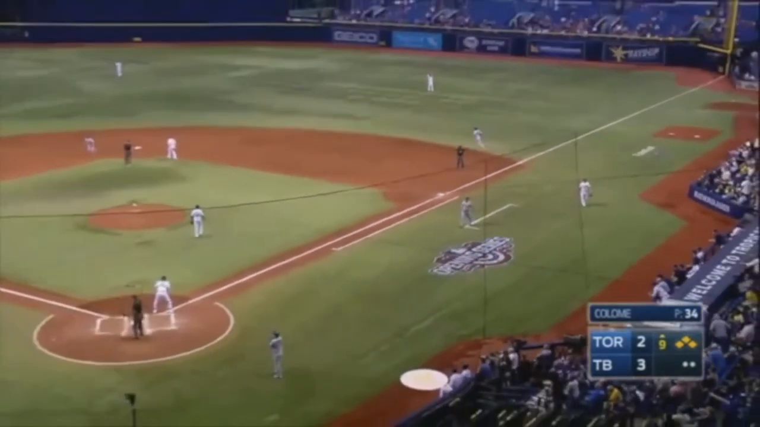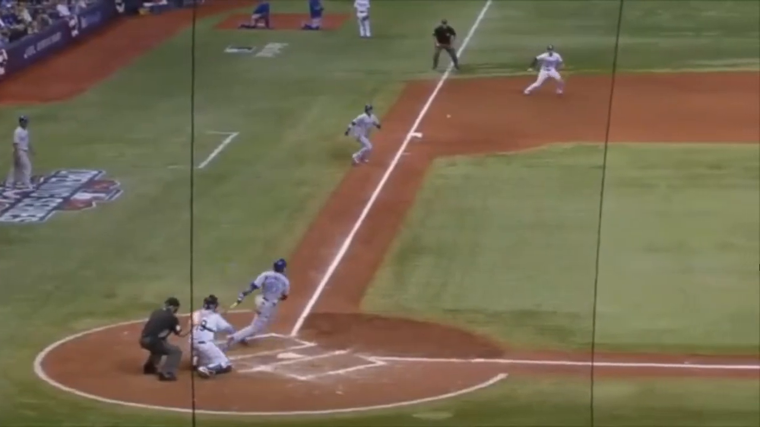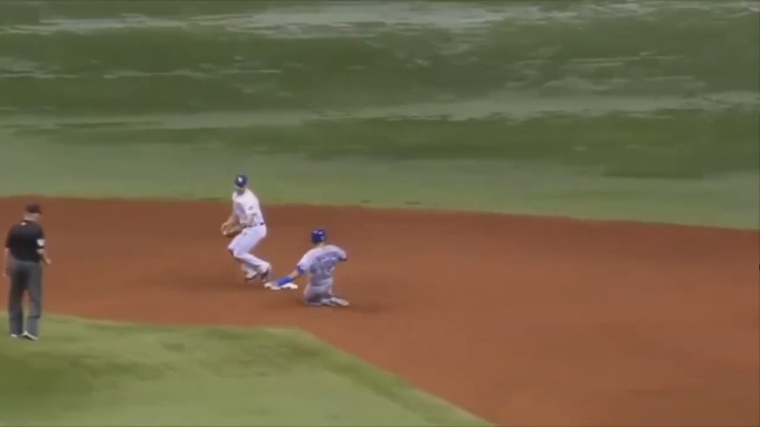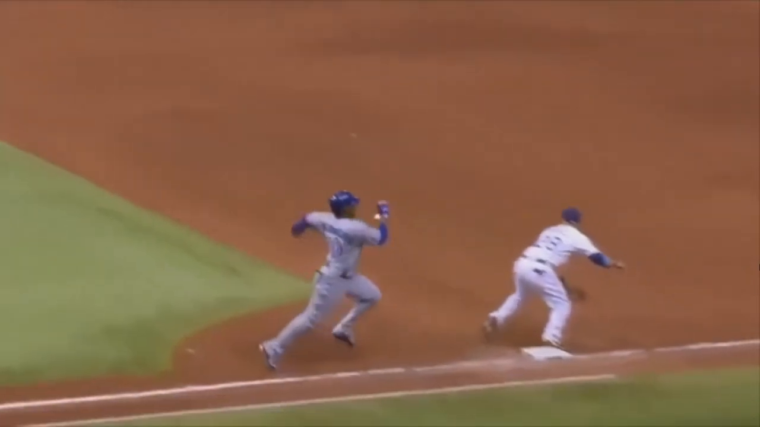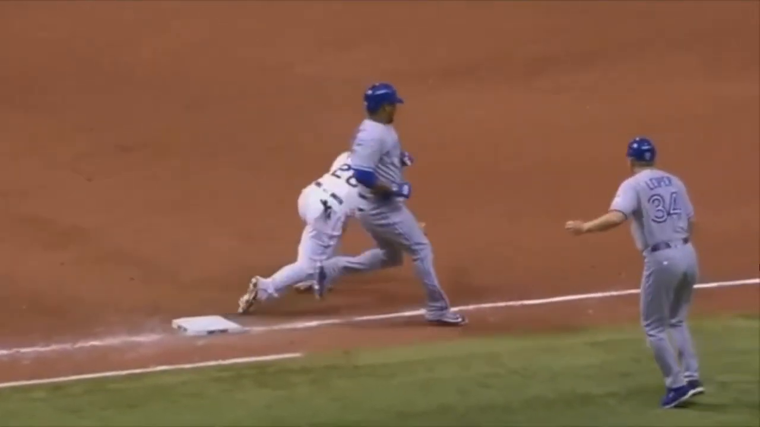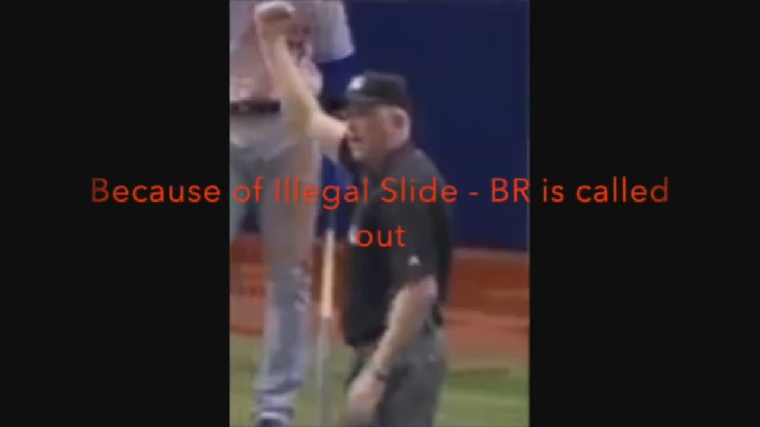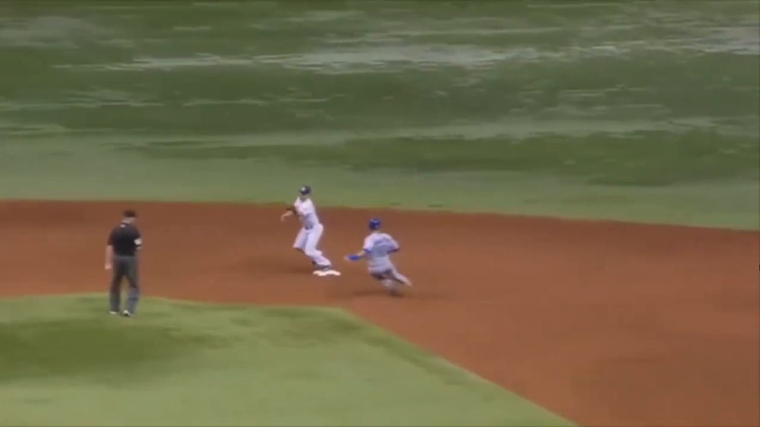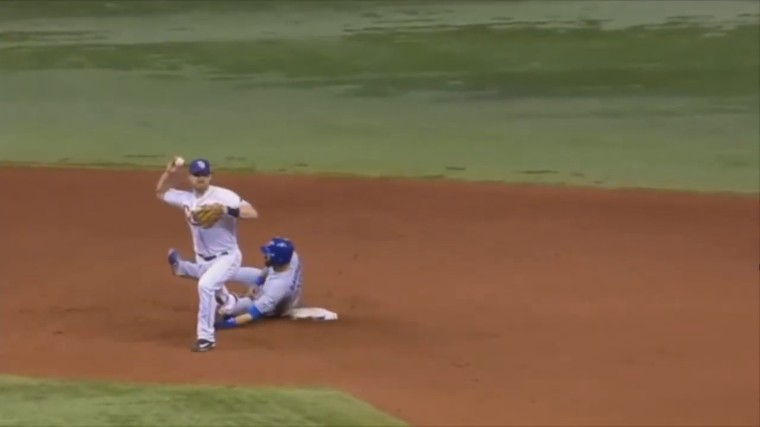So in this case, we had a bases loaded situation, and our runner from first slid into second base and reached out and initiated contact with our fielder who is trying to turn a double play. And in this situation, we had runners scoring, but the umpires are signaling that R1 is out, and because of the illegal slide, the batter runner is going to be called out, and those other runners would return.